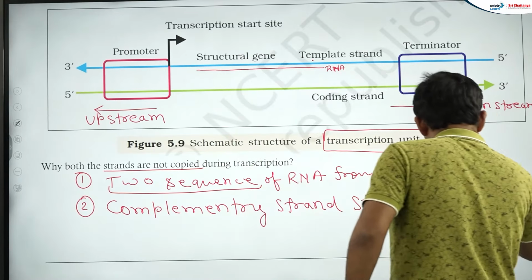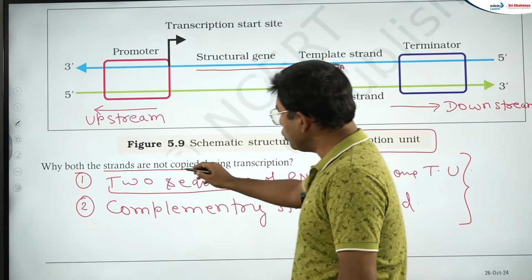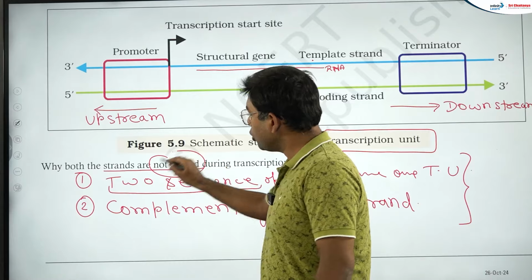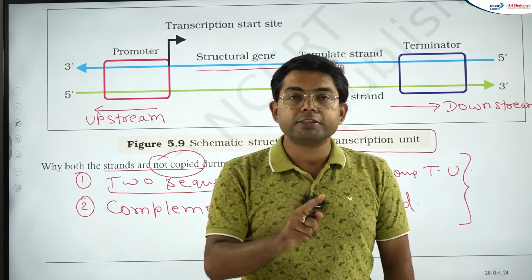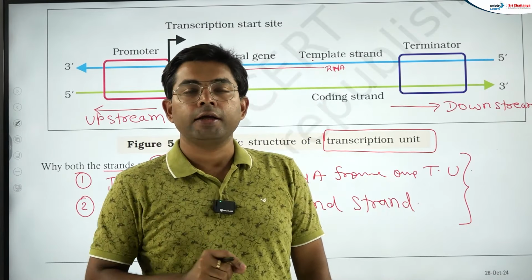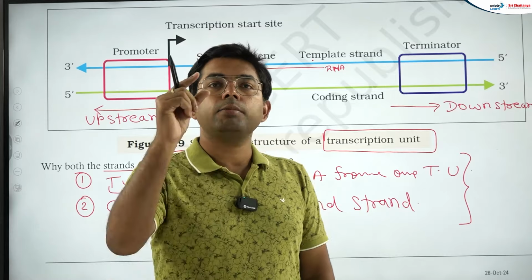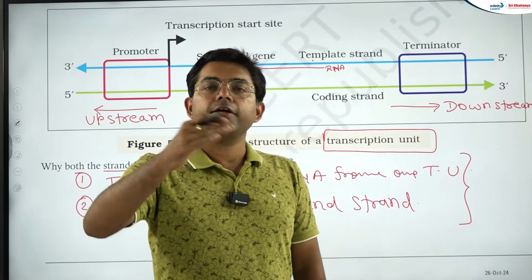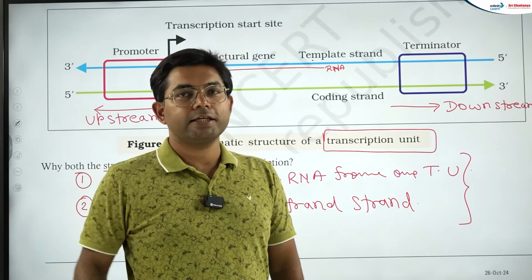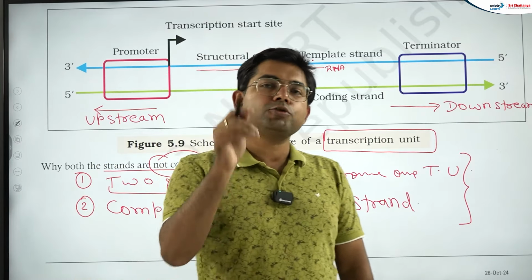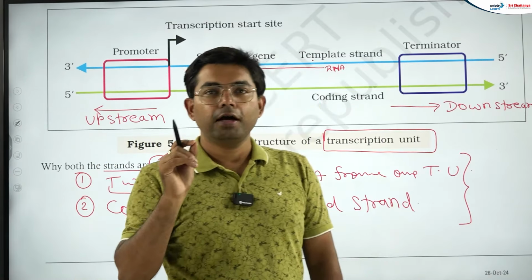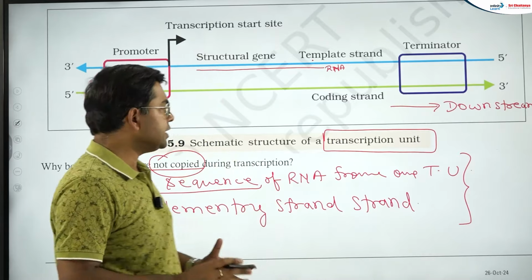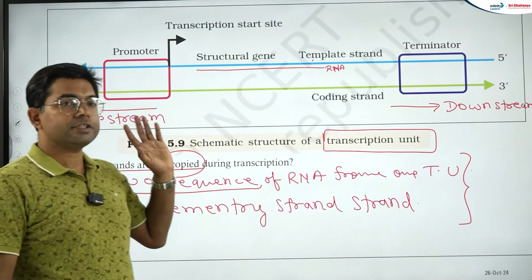So if both strands are copied, then it will not result in a single-stranded RNA. It will result in a double-stranded RNA, and that is of no use. It will not be used for translation. So our purpose is to create a single strand of RNA. Now we will see one by one how this process takes place.